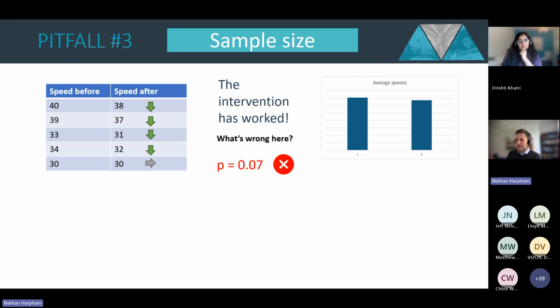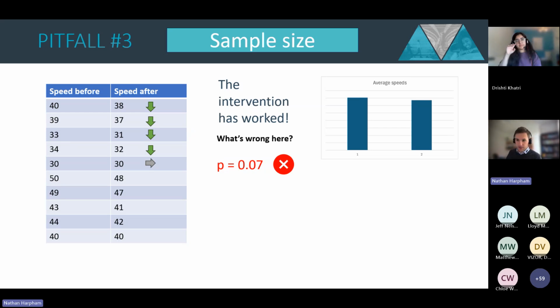And if we do a stats test, it puts that extra level on of certainty that the sample size isn't really big enough here. If I do this, however, speeds before, speeds after, I've got 10 sites now, and you'll notice I've basically just copied the data and added 10 to it. So we've got 4 decreases in another level.